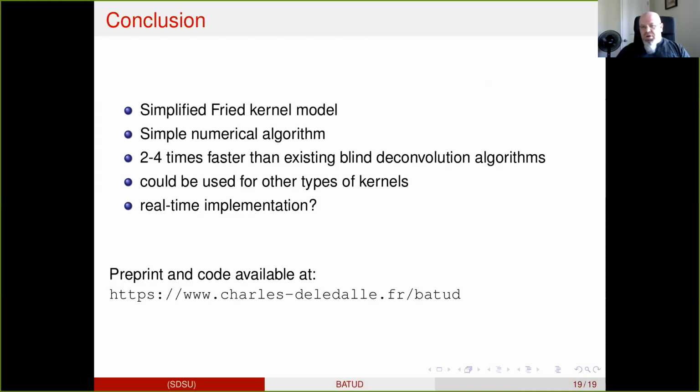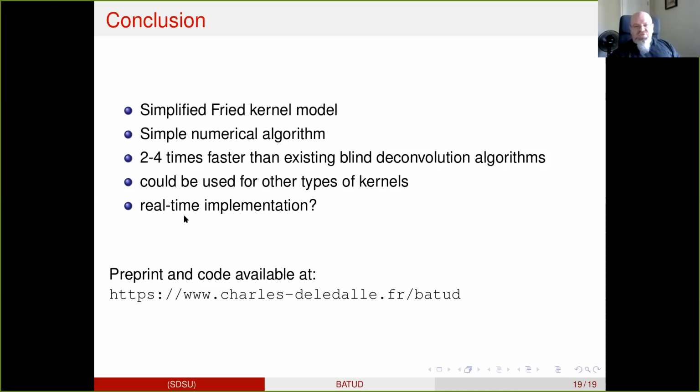So if we have time, we don't know yet, we might try to implement that on one of those small cards. I have an NVIDIA Jetson Nano card with a GPU on it. So the idea is maybe at some point we may try to implement that algorithm to work in real time on this kind of very small card.